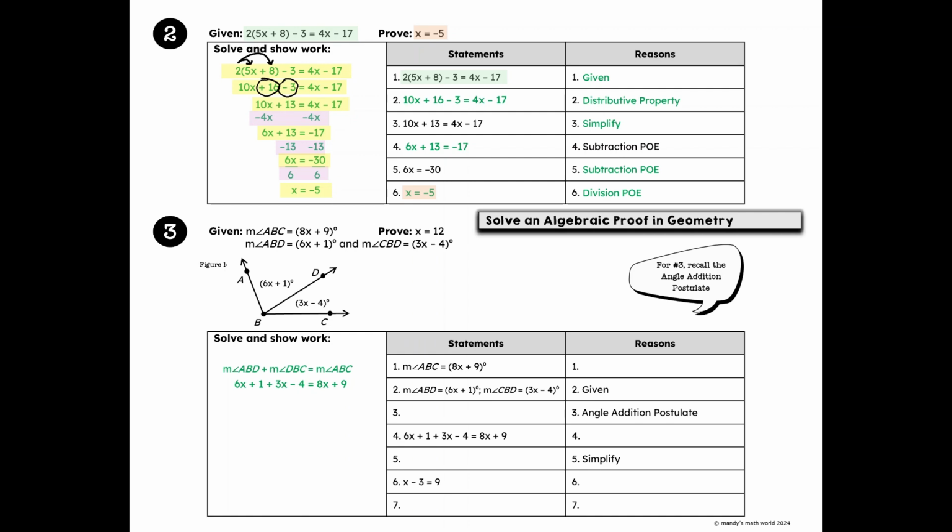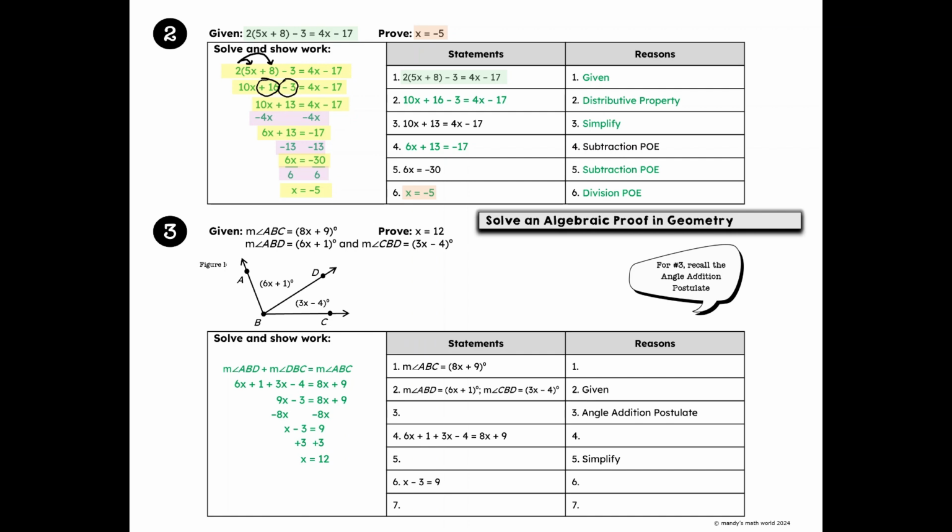What do I do first? Well, I'm going to combine like terms on the left side. 6x plus 3x is 9x. 1 and negative 4 is negative 3. So I get 9x minus 3 equals 8x plus 9. Now, let's move our variables to one side, constants to the other. I'm going to subtract 8x from both sides to get x minus 3 equals 9. Then I'm going to add 3 to both sides to get x equals 12. And there's my solution.